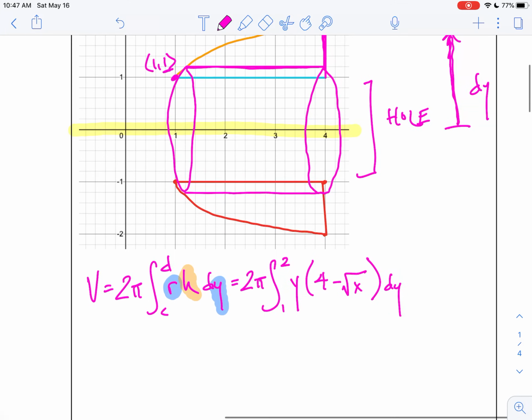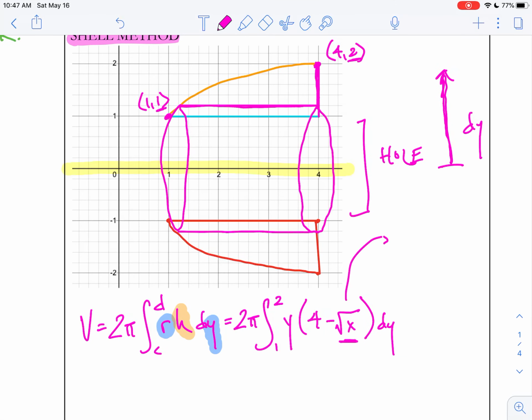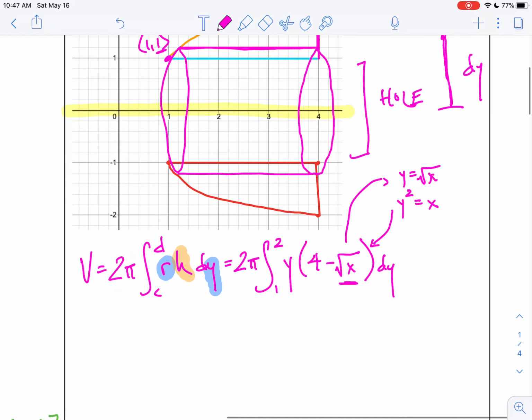Now, some of you might feel really uncomfortable because I have everything in terms of y except for one pesky function. And so I need to rename that one so that everything is in the same letter. Let's do that up here. If y equals the square root of x, then when I square both sides, I get x equals y squared. And so y squared is what we're going to put in for the square root of x. That will give us 2 pi, the integral from 1 to 2 of y times 4 minus y squared dy.